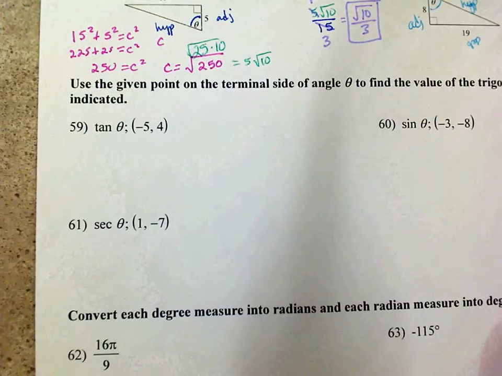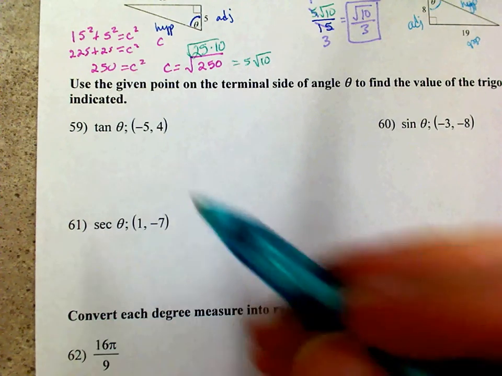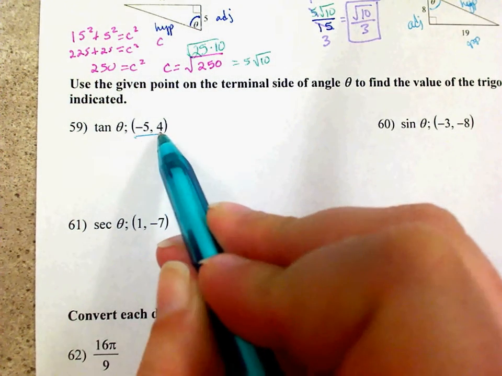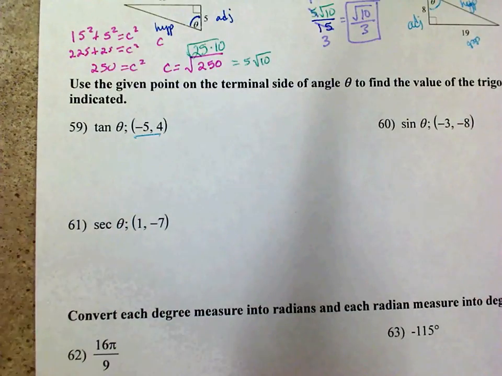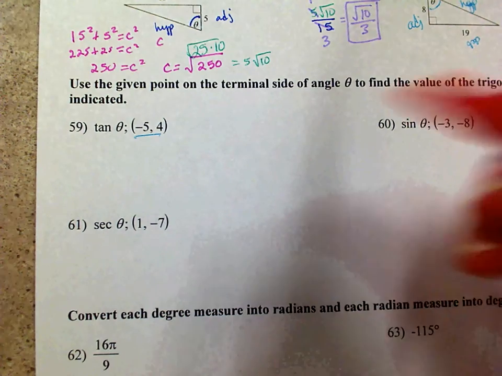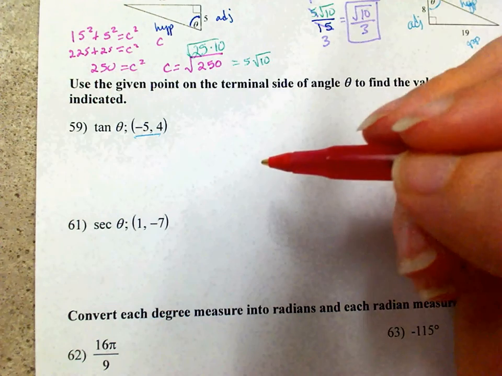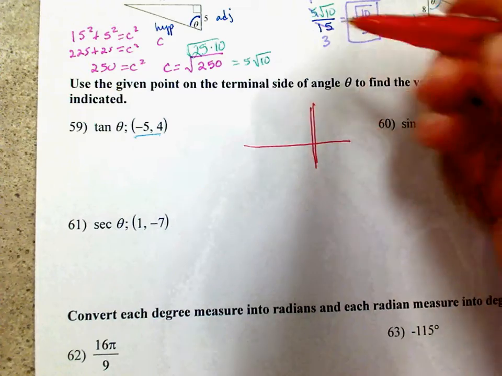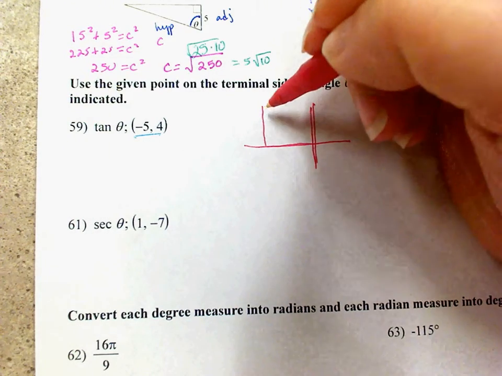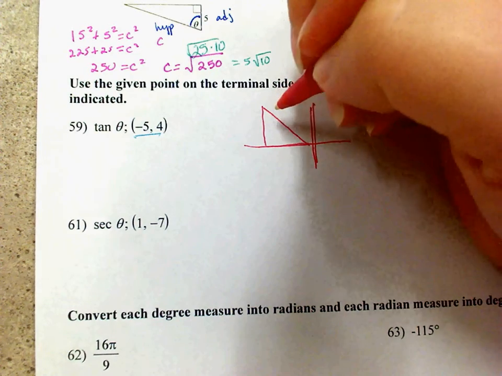Okay. On 59 it says use the given point on the terminal side of the angle theta to find the value of the trigonometric function indicated. What they're asking me is to make a triangle with that on the terminal side and then find the tangent of theta, the angle of the triangle. So first, I've got to think about the point negative 5, 4. Negative 5 on the x means go left, and positive 4 means go up. So I'm going to draw a triangle in the second quadrant, going left 5 and up 4.